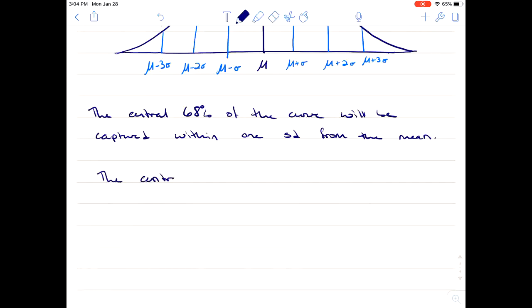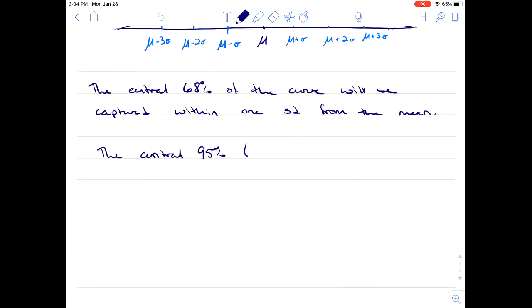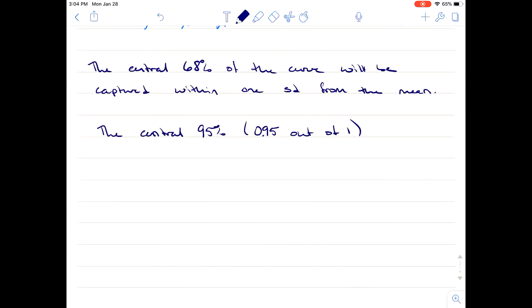Same idea, right? The central 95%, here I'll just clarify, 0.95 out of 1. Same thing, 0.68 out of 1. Central 95% of the curve will be captured within 2 standard deviations from the mean.